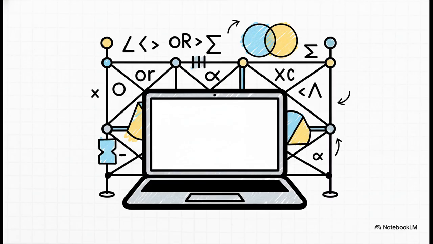So, really, the ultimate takeaway is this. Discrete mathematics is the invisible scaffolding of our digital lives. You don't see it, but it provides the structure, the rules, and the language that allows our incredibly complex digital world to be built, to function, and to grow.